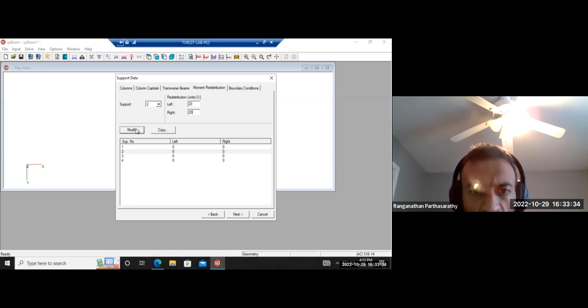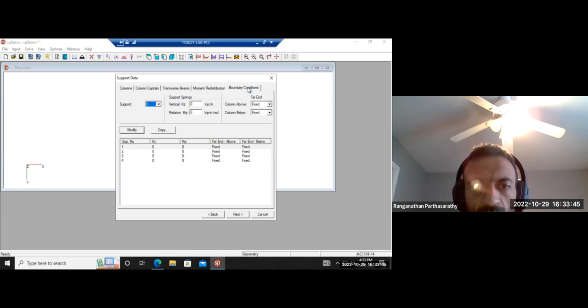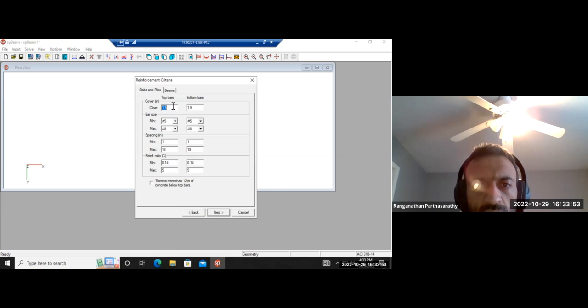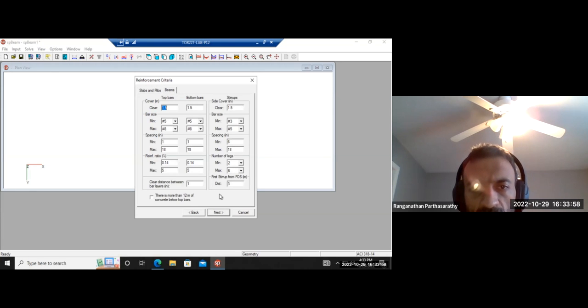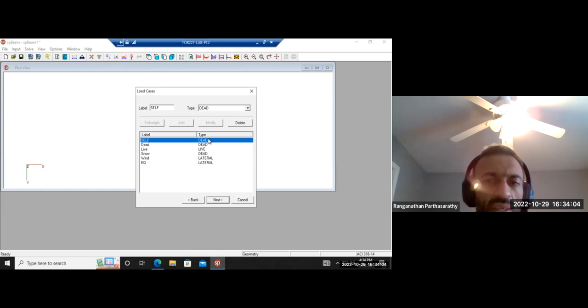So give 20%, modify. Number 3, 20%, modify. Definition of the column. Column is fixed on top, fixed at the bottom. That's fine. Slabs and ribs, beams. That is okay.